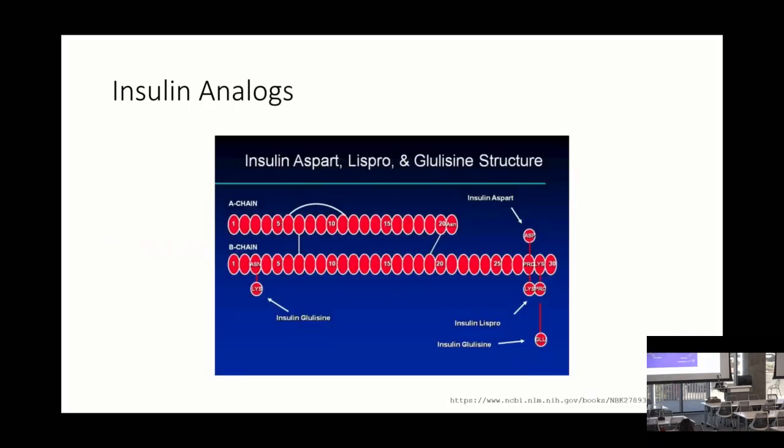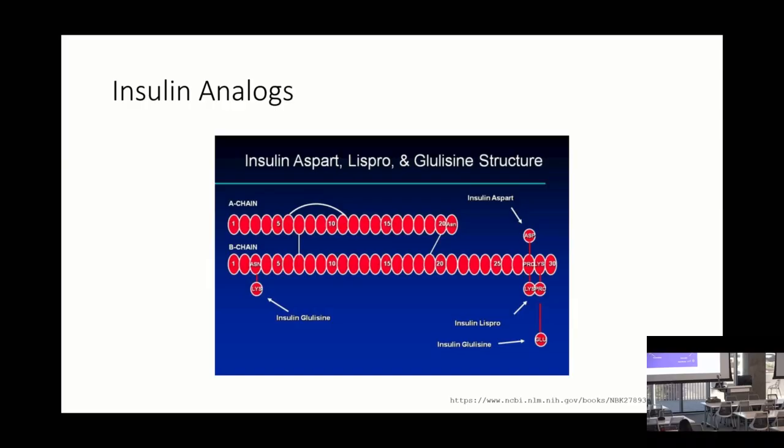So this is an illustration that I added in the slides. As you can see, for aspart, lispro, and glulisine, it involves switching, for example, lysine for aspartic acid in glulisine. Okay, for lispro, you switch the amino acids lysine and proline. So essentially you switch the amino acids around, and by doing that you change the way the insulin behaves when you inject it subcutaneously.